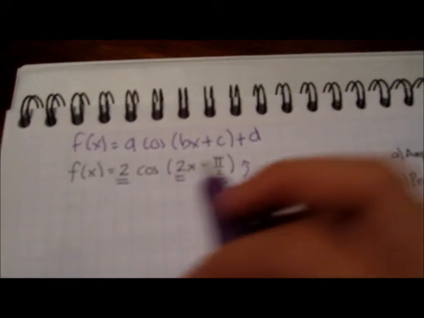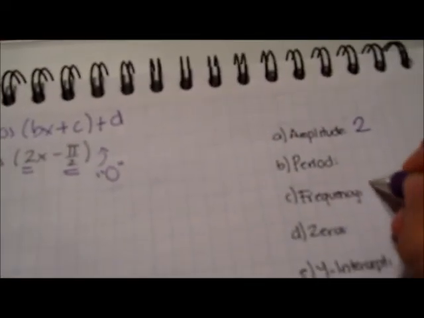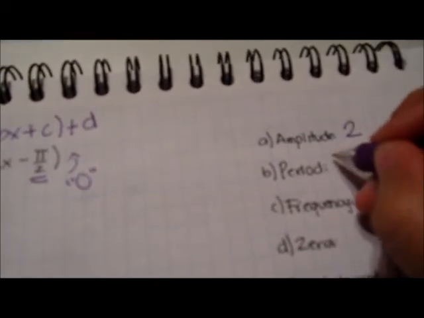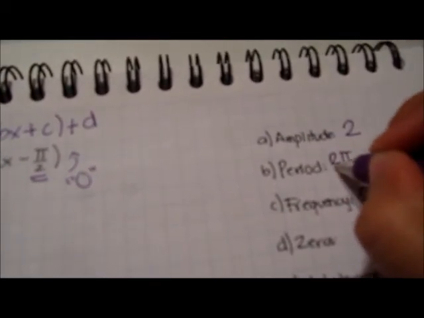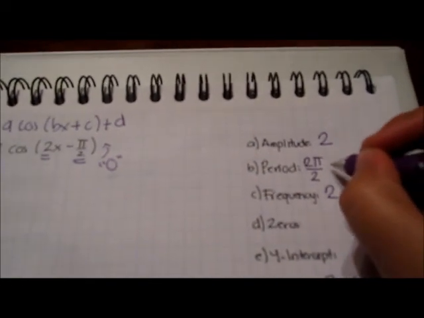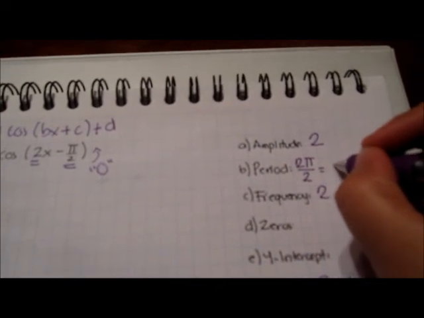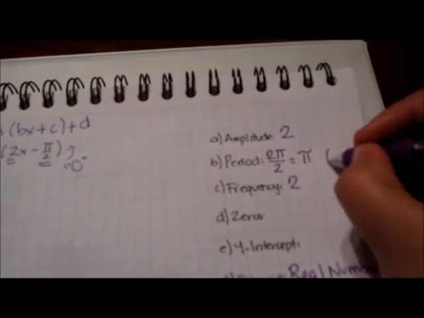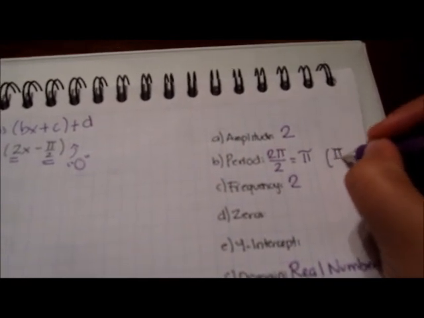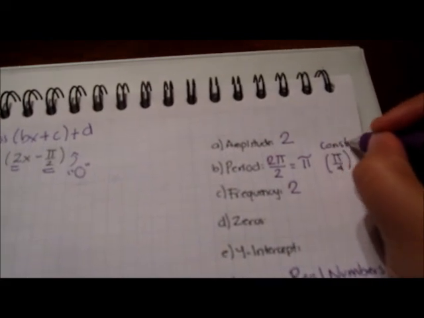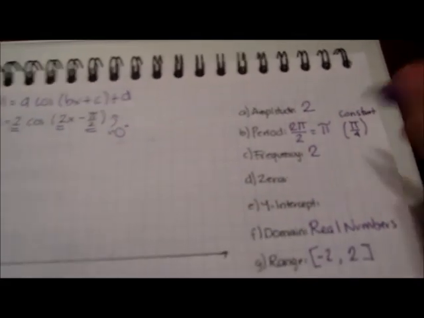And then I also have the information for the frequency. In this case it is 2. With the frequency I can get the period, which equals 2 pi over 2, and 2 divided by 2 equals 1, so pi. And then I need to find the constant, and this one is very easy since I need to divide pi over 4. So that's one constant. That is your constant.